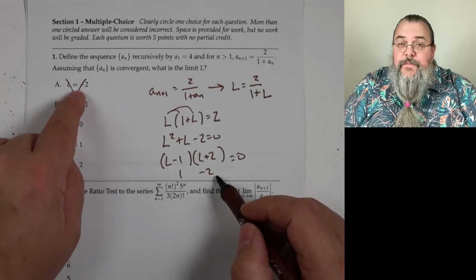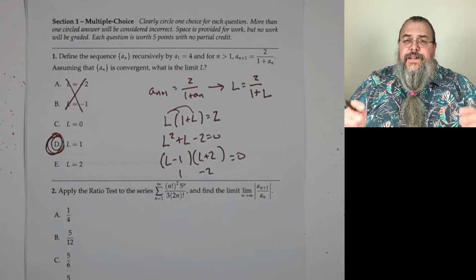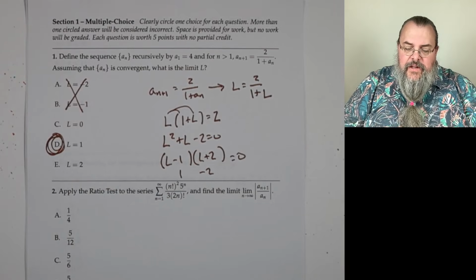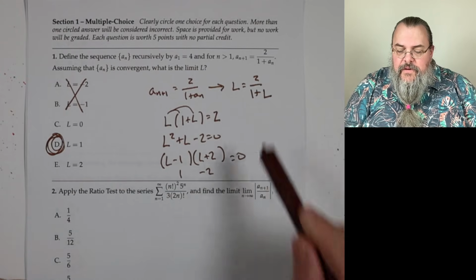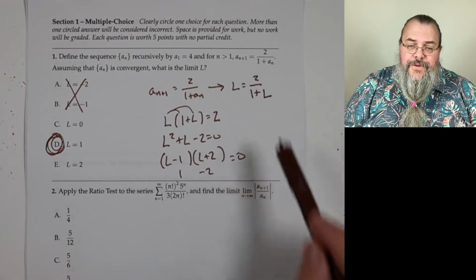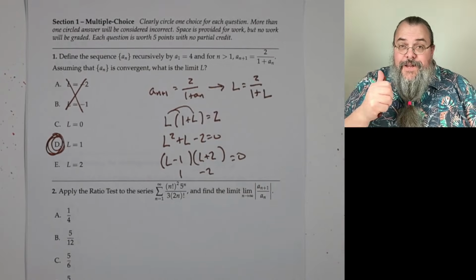And that comes back to our previous discussion. Negative 2, hopeless, right? You can't start with a positive and get to a negative. So there's no way you would ever get to negative 2. All right, so that's number 1.